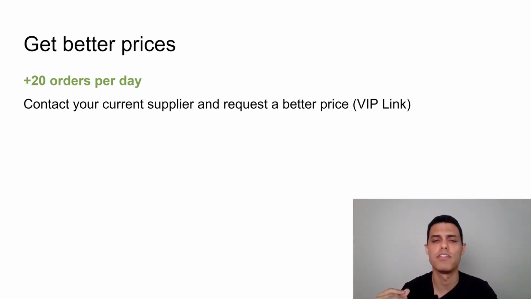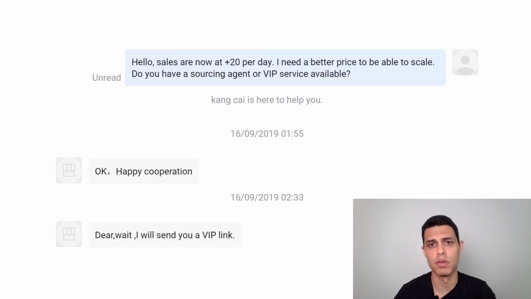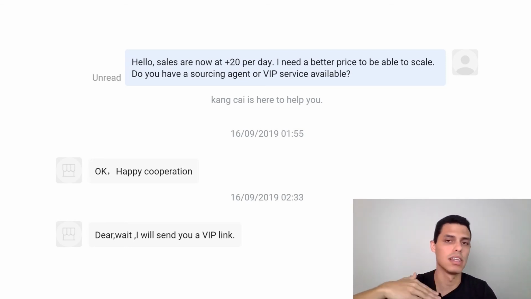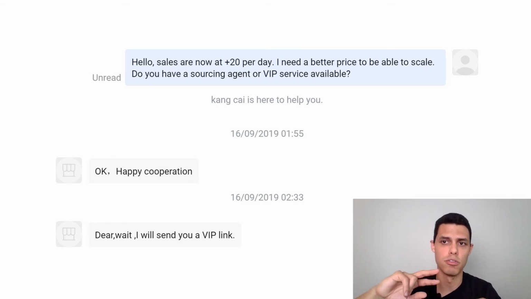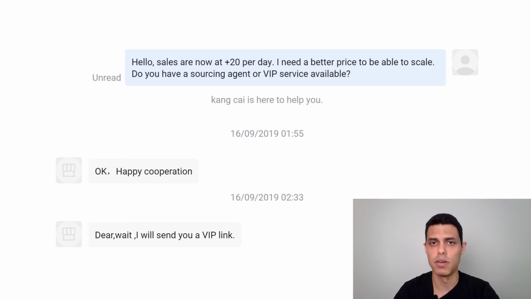So that's the specific time you can send a message to your supplier and request a VIP link or a better price, okay? This is an example when I contacted one of my suppliers in 2019, just asking for a better price, because that was the time when I was selling around 20 units per day. So they were happy to do so. This is an AliExpress example, but you can do the same with any of the platforms that I just mentioned. They send you a specific link, and then you replace that with your current product, and then you have a better price. For this one, I think I got like a 20% discount.